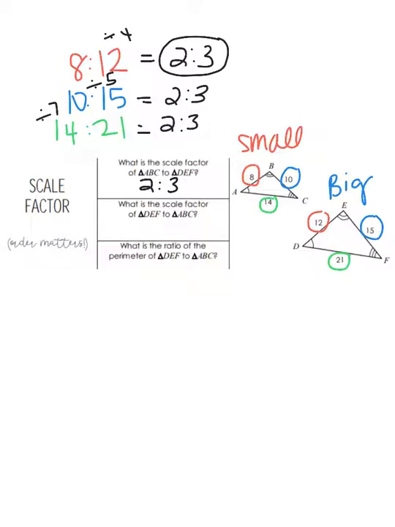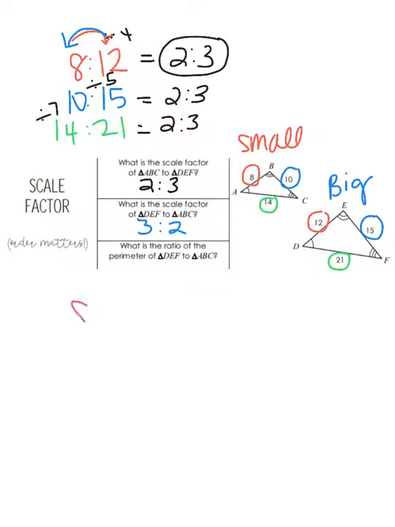What is the scale factor of DEF to ABC? So instead of going small to big, now we're going big to small. So instead of going 8 to 12, we're now going to turn around and go backwards and go 12 to 8. So the scale factor here would be the same. It would just be big to small. The big triangle better have the big number. The small triangle better have the smaller number. And then what's the ratio of the perimeter?